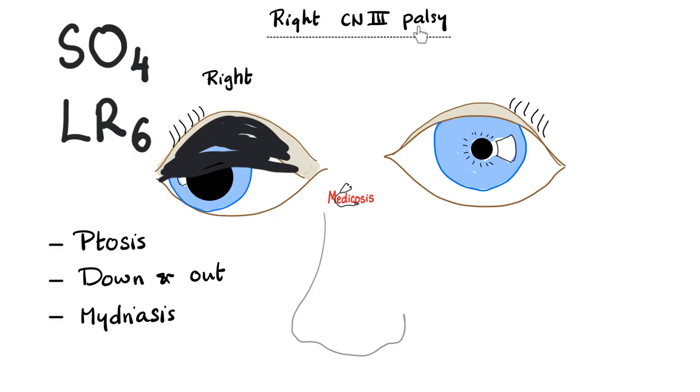So, cranial nerve 3 palsy signs and symptoms: droopy eyelids, down and out, blown pupils. I'm droopy, I'm down and out, and I am blown out of proportion.